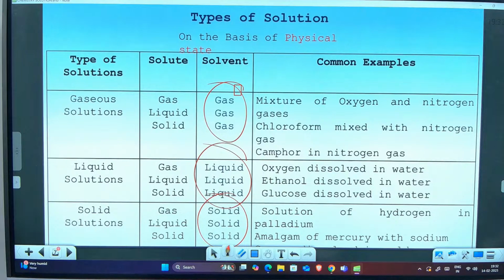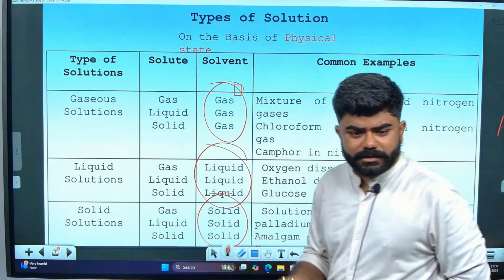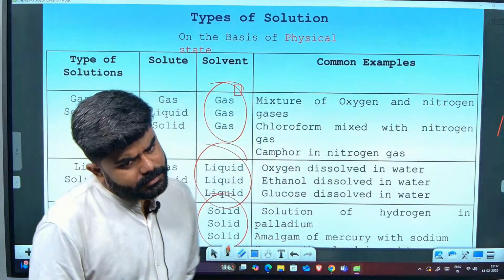Tomorrow I'll ask you the gas and gas example, liquid and liquid. And for the last one, solid and solid, just write copper in gold.